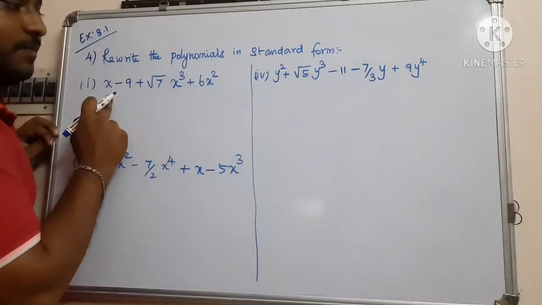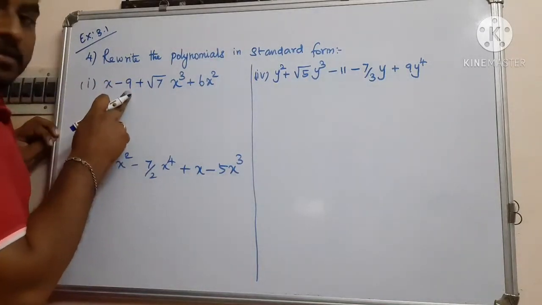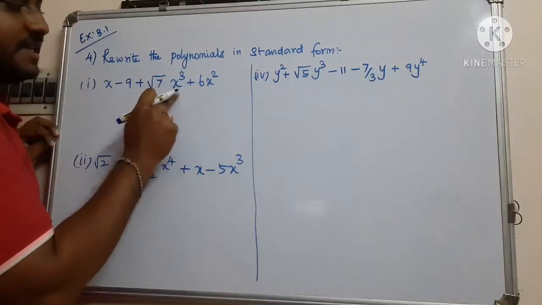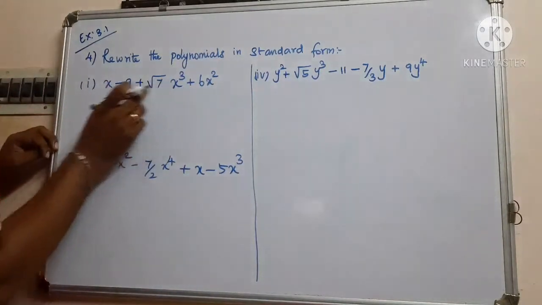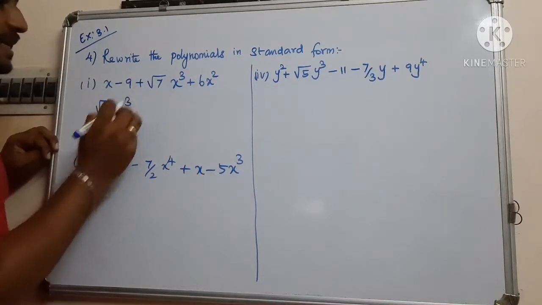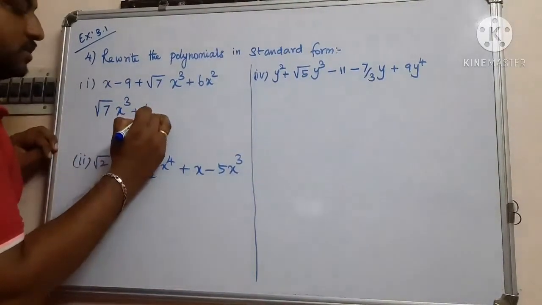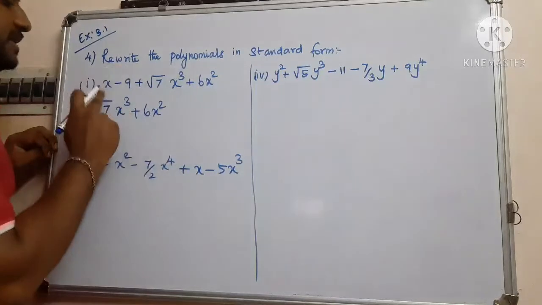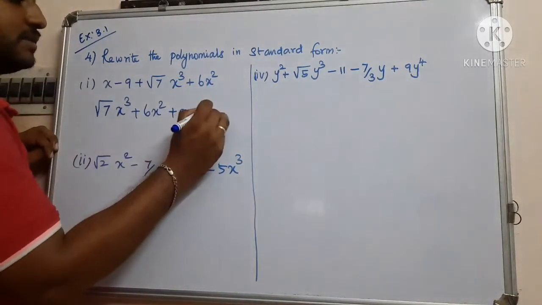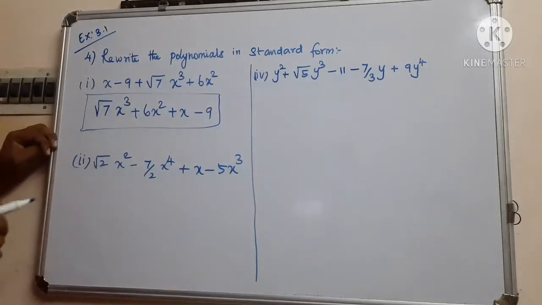Now look at the variables' powers. The first one is x, that is x power 1. The second term is a constant term. The third term is x power 3. The fourth term is x squared. So the highest degree is x power 3, so that term must be written first: root 7 x power 3 as the first term. The first term is power 3, so automatically the second term is x square, so 6 x square. The third term is x power 1, that is x. The last is the constant term. So this is the standard form of the polynomial.